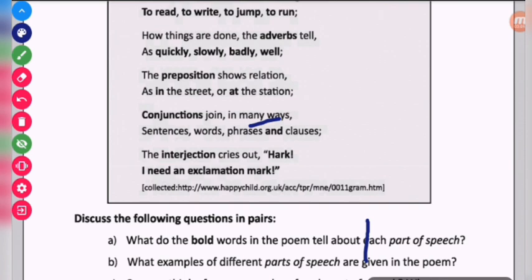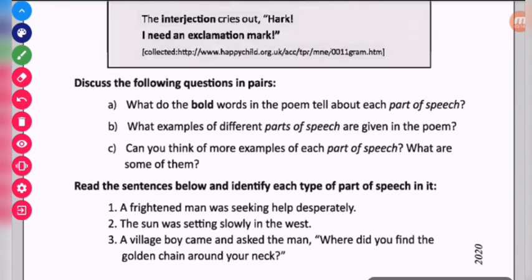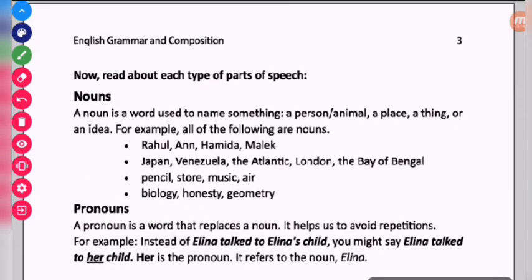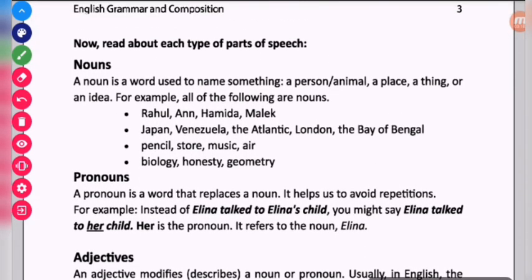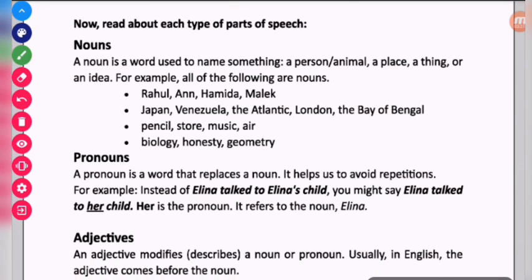Okay, don't be serious. Now we'll learn about parts of speech in detail. Here, we'll learn about nouns. A noun is a word used to name something: a person, animal, place, thing, or idea.